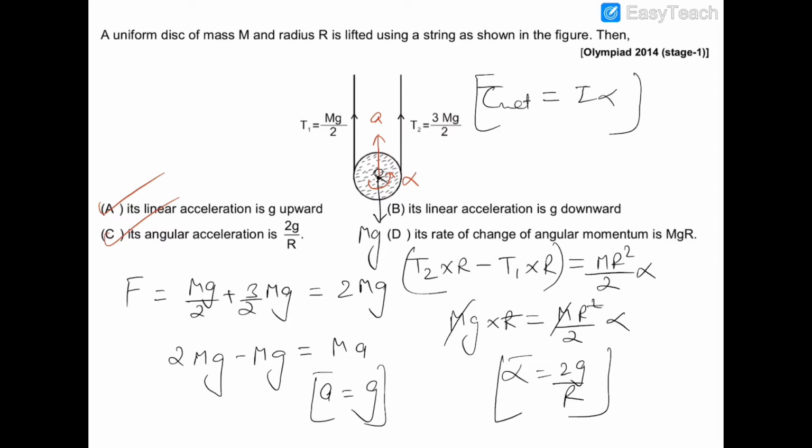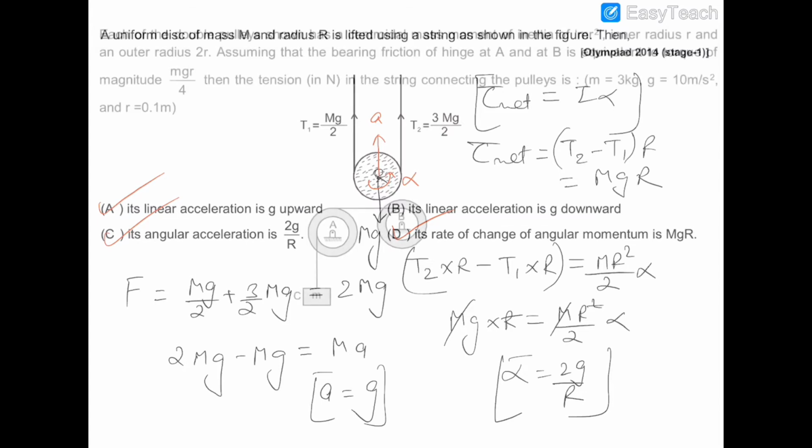Now to check option number D, we can see that the net torque acting on this disk is (T2 minus T1) into R. So this is mgr. So the net torque is mgr. So option number D is also correct. Now let's move on to the next question.